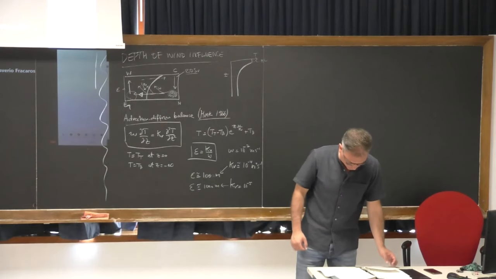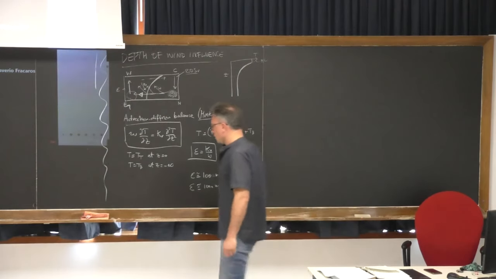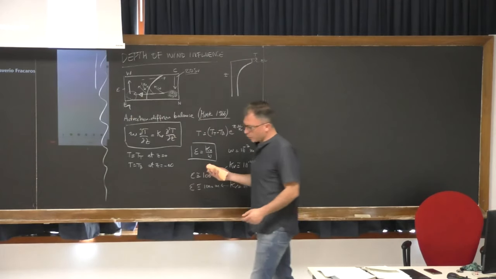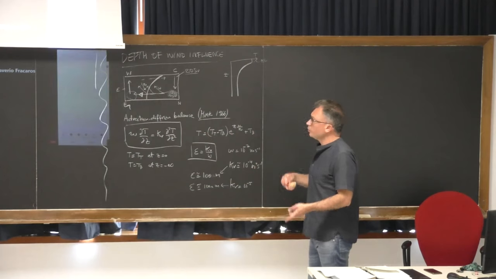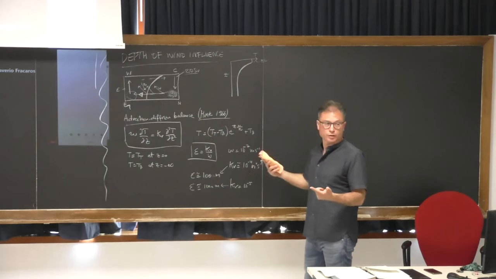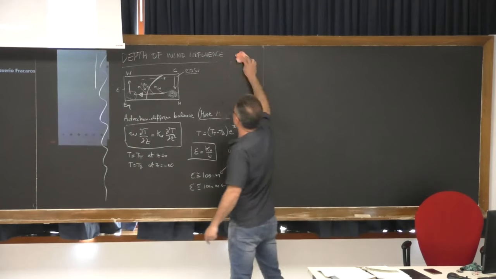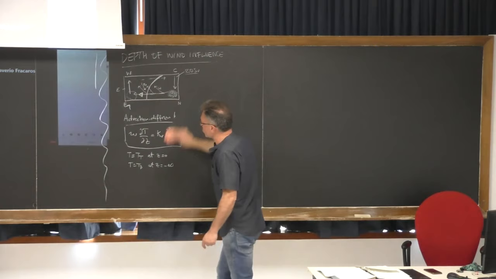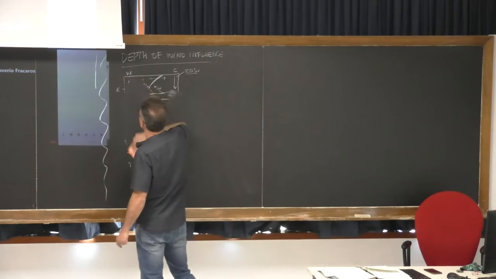Okay. So now let's try to make a scaling for the depth of the thermocline from diffusion but also from advection. And we will see that diffusion is not enough to explain the depth of the thermocline, the depth at which the wind stress is not felt by the ocean.